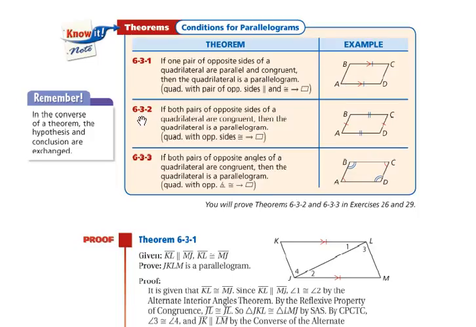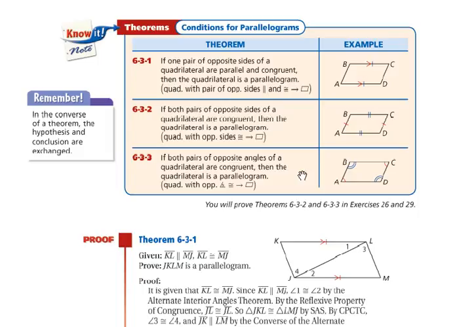In the next one here, 6-3-2, if both pairs of opposite sides of a quadrilateral are congruent, then the quadrilateral is a parallelogram. So now we're saying that if we have opposite sides that are congruent, now we're not saying all four sides, but just opposite sides, two pairs, then we must have a parallelogram there as well.